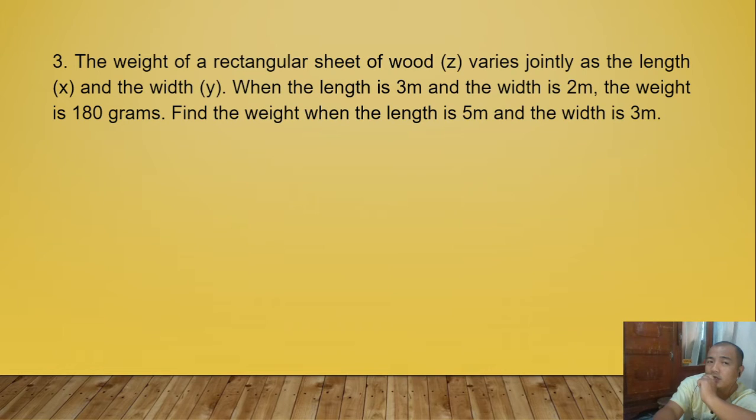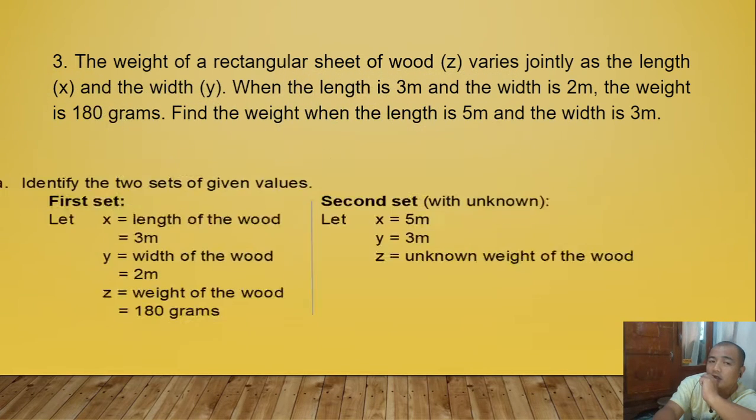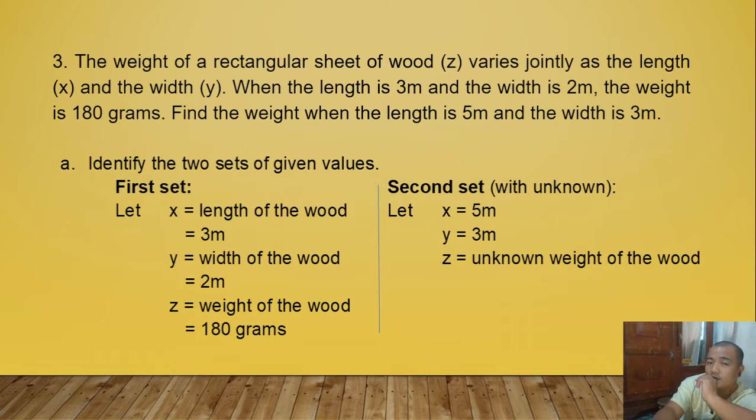How about this? This is a joint variation problem. The weight of a rectangular sheet of wood Z varies jointly as the length X and the width Y. Now, when the length is 3 meters and the width is 2 meters, the weight is 180 grams. Find the weight when the length is 5 meters and the width is 3 meters. Identify the two sets of given values per set.